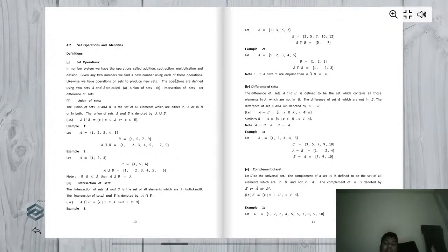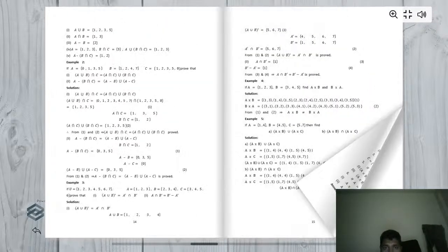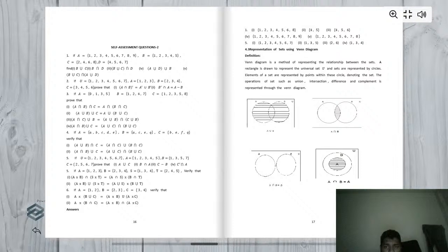Set operations and set identities, we will see today. A union B intersection C. Like operations, we use A intersection C. Like operations we use identities, you know. Okay. So representation of sets using Venn diagram. Yesterday we saw how we can shade the colors. Okay.